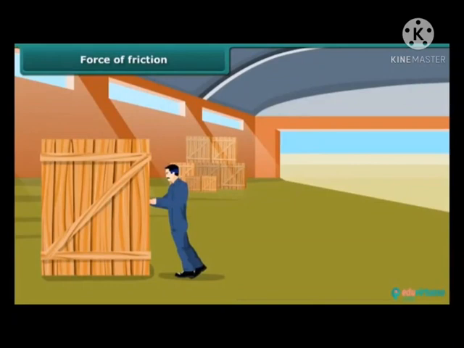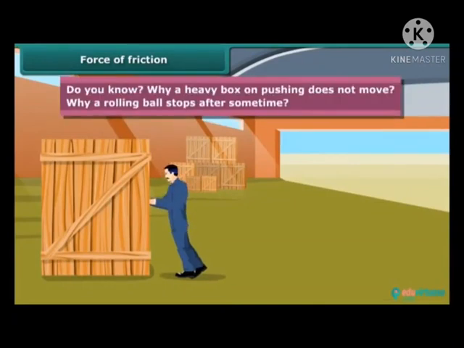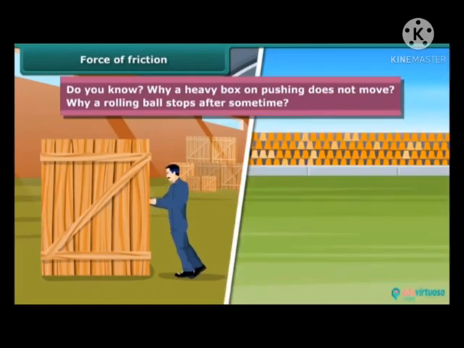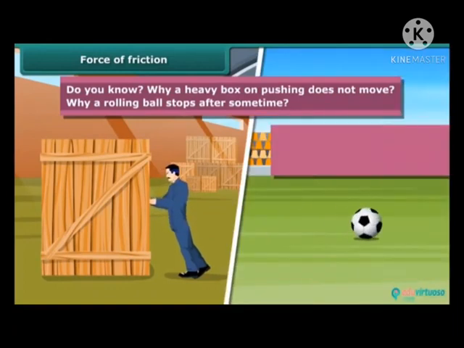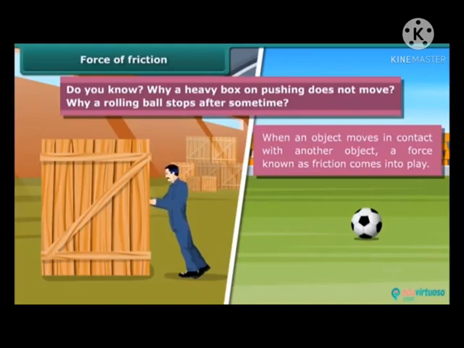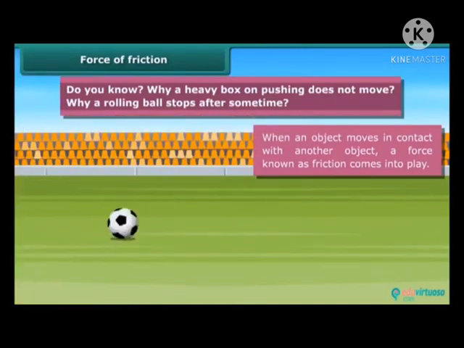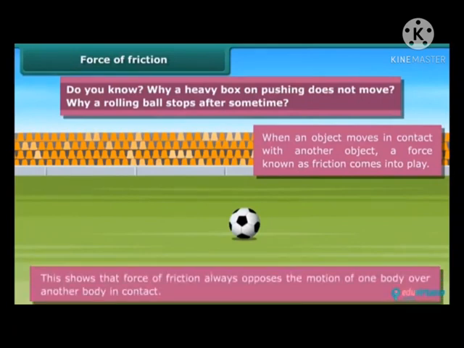Force of friction. Do you know why a heavy box on pushing does not move? Why does a rolling ball stop after some time? When an object moves in contact with another object, a force known as friction comes into play. Note that the force of friction always acts on all objects and its direction is always opposite to the direction of motion. The moving object in the animation gradually slows down and ultimately stops due to the force of friction. This shows that force of friction always opposes the motion of one body over another body in contact.